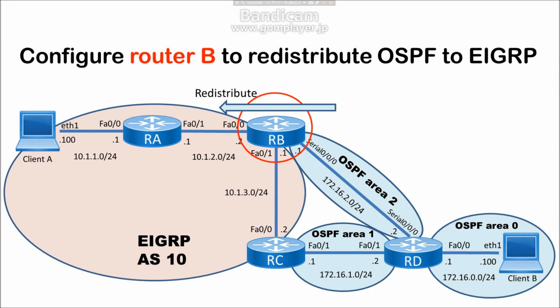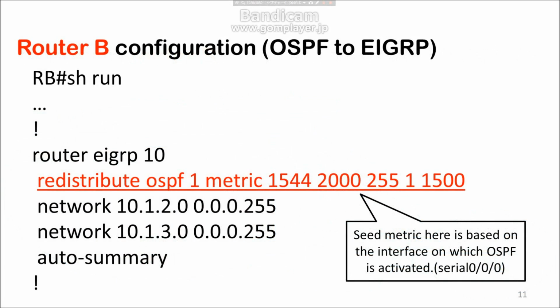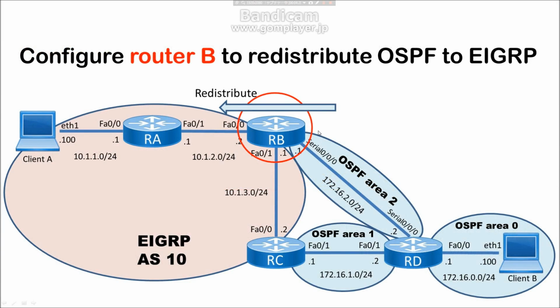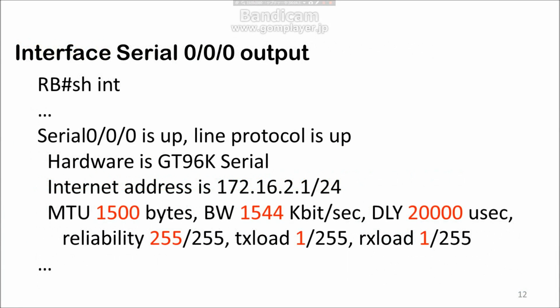Okay, so let's do the other way around. We want to redistribute OSPF into EIGRP. Here's what we have to do. We have to add the redistribute configuration into the EIGRP routing configuration. And when you redistribute routes into the EIGRP network, don't forget to specify the seed metric, because otherwise EIGRP is not going to use that route. I use these parameters based on the interface on which OSPF is activated, which is serial 0/0/0. Here's the output of interface serial 0/0/0, and you can see all the parameters needed to configure the seed metric.